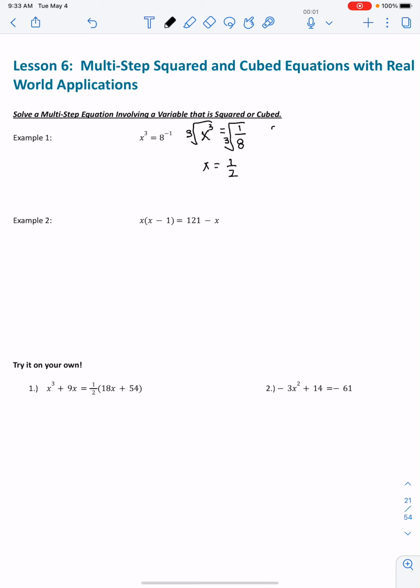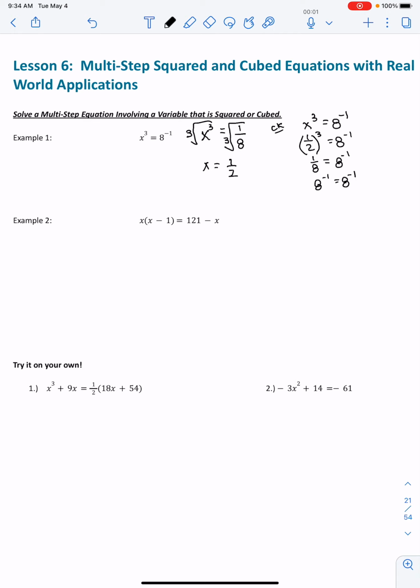Now to check our answer, remember I'm going to have x cubed equals 8 to the negative 1. And remember, we're trying to get 8 to the negative 1, not the other way around. So when I replace, I have 1/2 to the third power equals 8 to the negative 1. So then I have 1/8 equals 8 to the negative 1. So therefore, I have 8 to the negative 1 equals 8 to the negative 1.